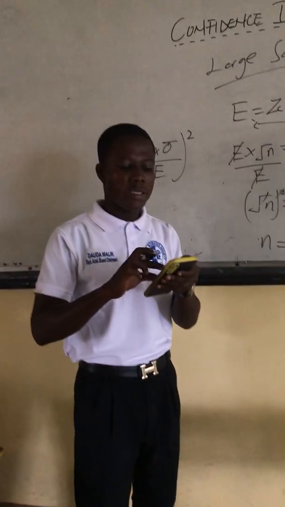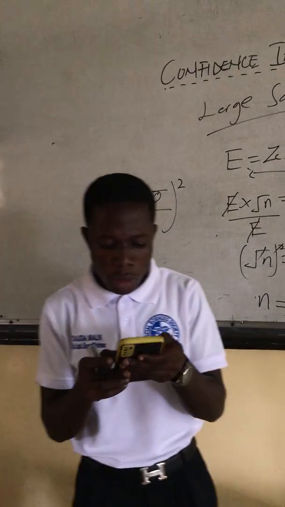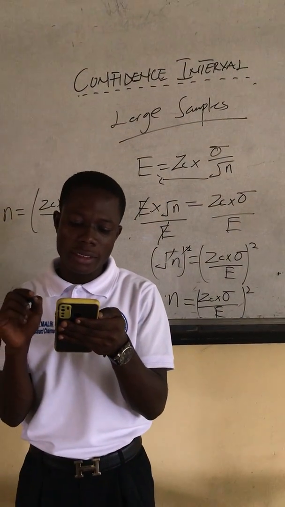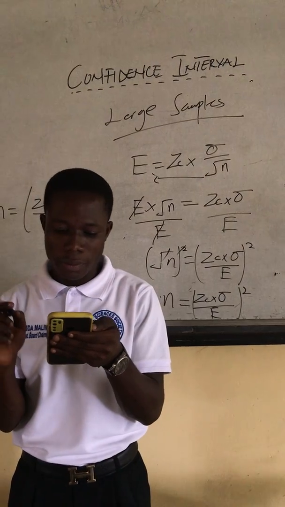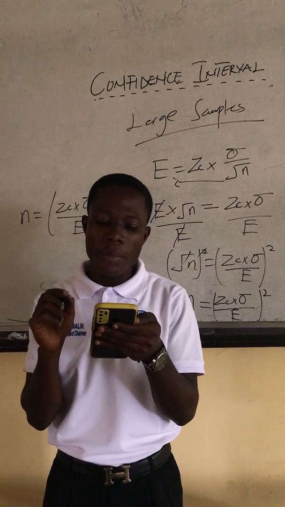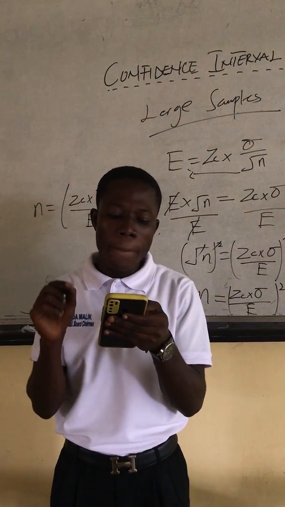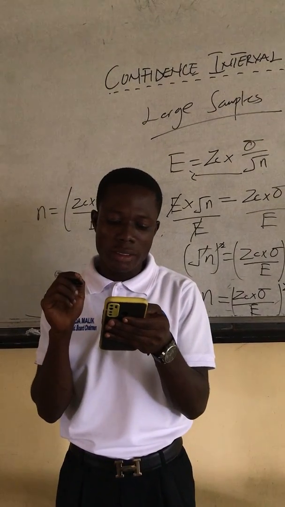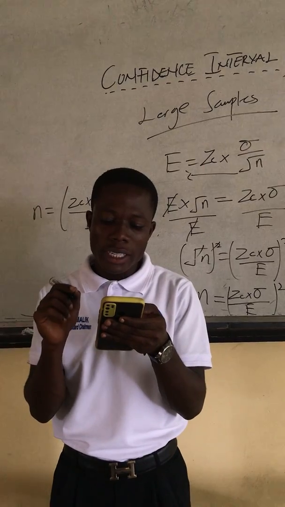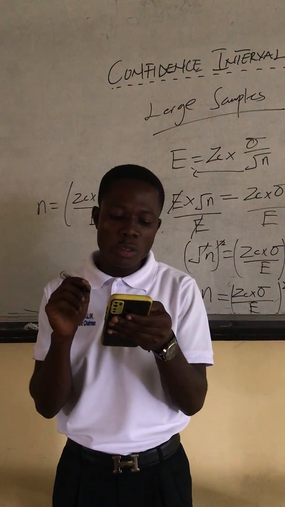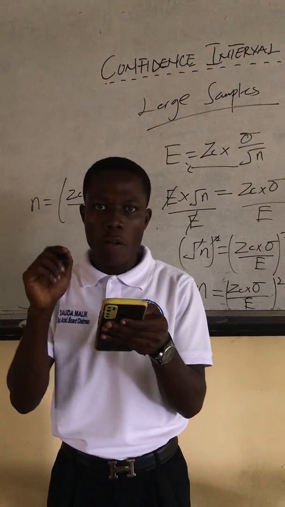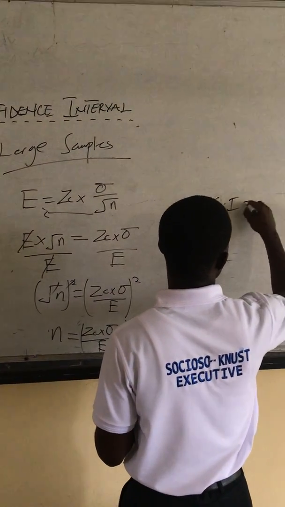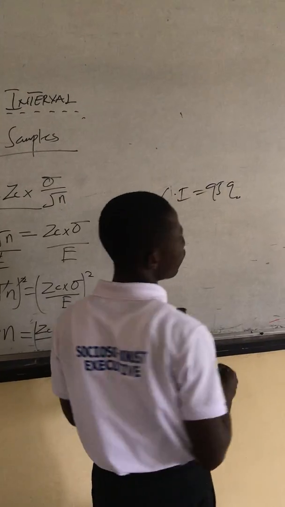Okay, so this is a question here. It said you want to estimate the mean number of sentences in a magazine advertisement. How many magazine advertisements must be included in the sample if you want to be 95% confident? So with the question, our confidence level is 95%.